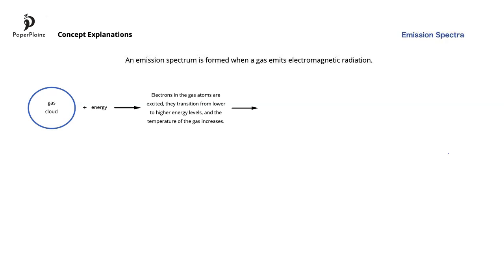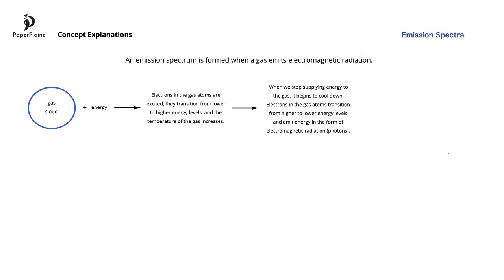After some time, we stop supplying energy to the gas. As a result, the gas begins to cool down and it loses energy. During this process, electrons in the gas atoms transition from higher to lower energy levels and emit energy in the form of electromagnetic radiation, in other words, photons.